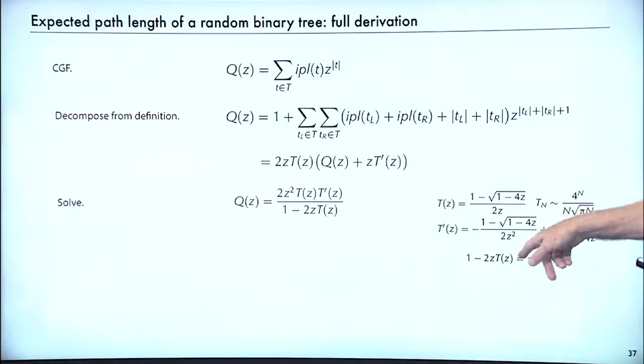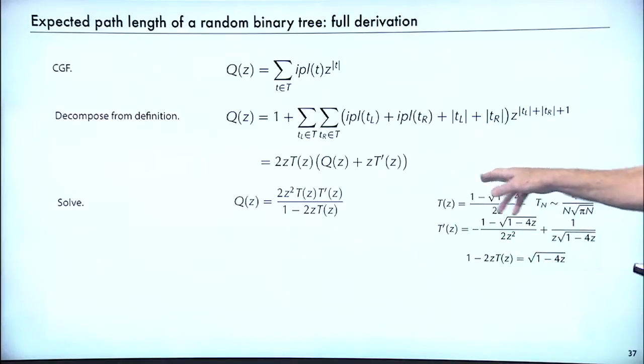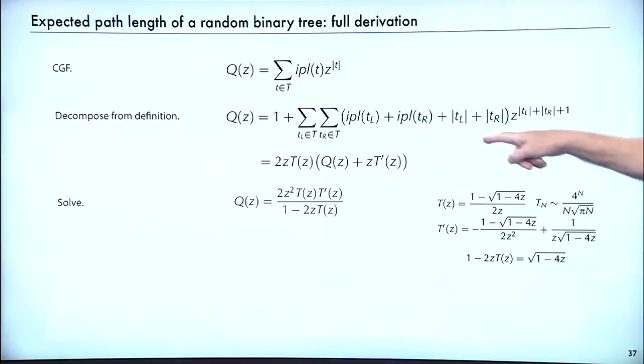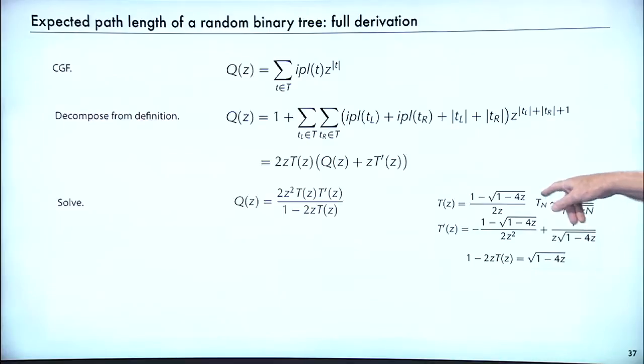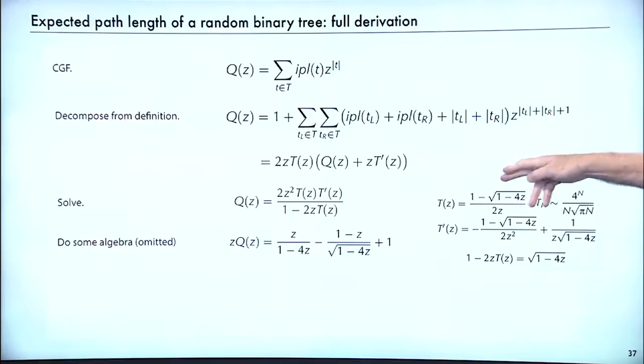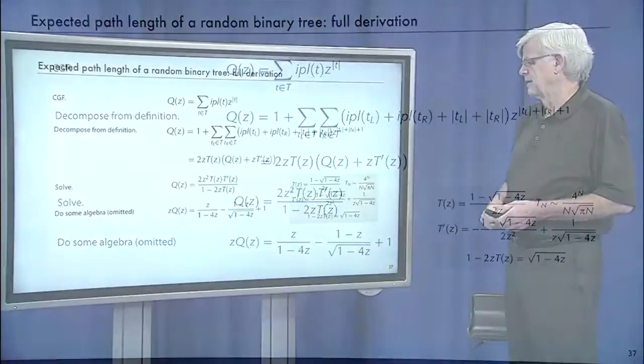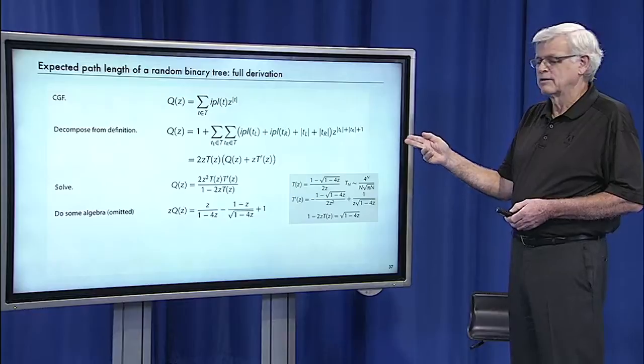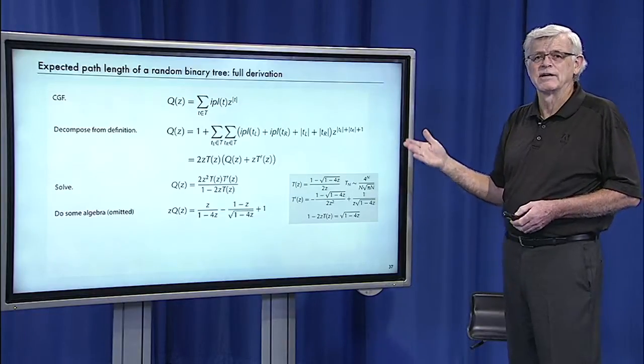But there is one thing that simplifies calculations a lot. 1 minus 2Z T of Z, if you multiply this by 2Z, it's just square root of 1 minus 4Z. So that takes care of the denominator. So there is still a little bit of algebra multiplying these two things together. But there's lots of cancellations because square root of 1 minus 4Z times square root of 1 minus 4Z is just 1 minus 4Z. So I'm not going to pretend, I'm going to omit some of the algebra. But the final result is pretty simple. So that's an explicit equation for the cumulative counting generating function.